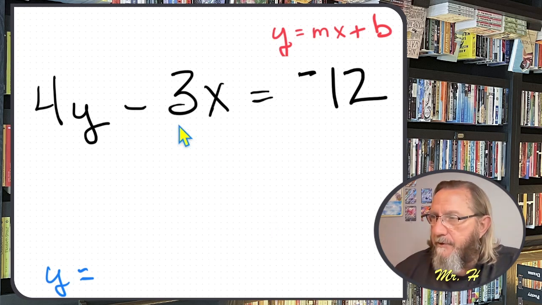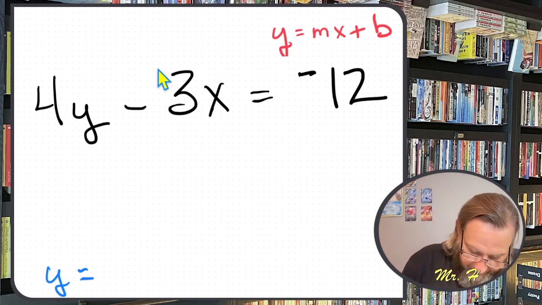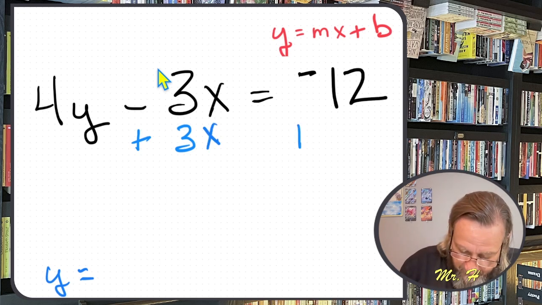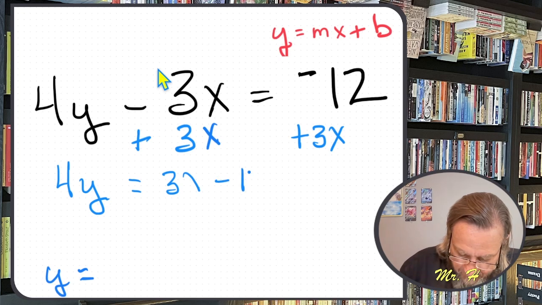So I've got to get rid of minus 3x, and I have to get rid of 4. How do I get rid of minus 3x? Well, to make that go away, I'm going to say plus 3x. We haven't seen one like that, but it can certainly happen. Plus 3x on both sides, and so I get 4y equals 3x minus 12.